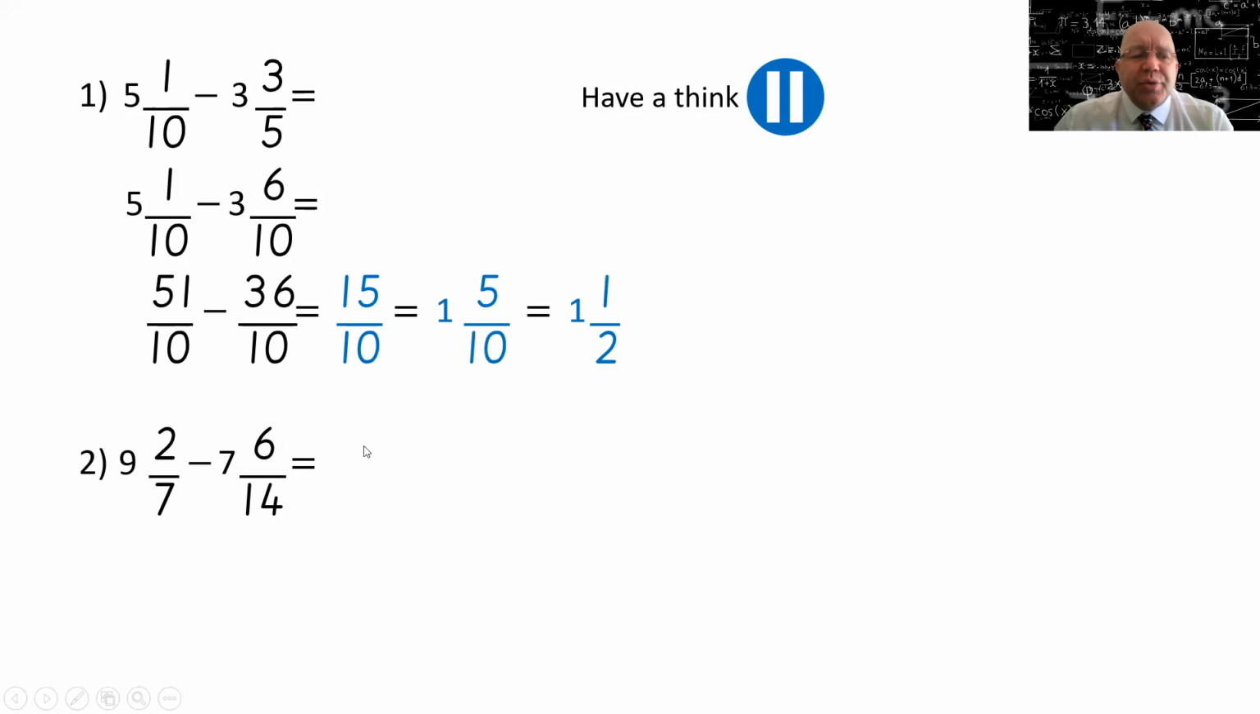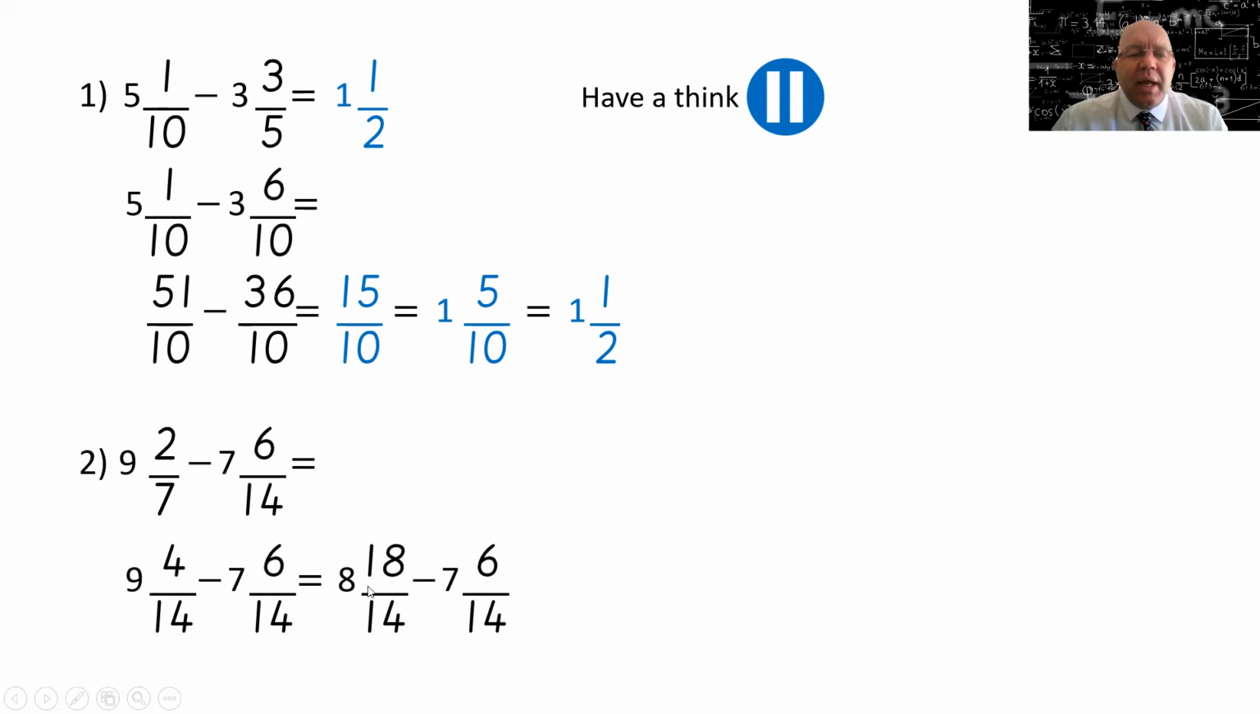Now, what about this one? 9 2/7, take away 7 6/14. Now, for this one, again, let's start with our common denominator of 14. So our 9 2/7 becomes 9 4/14. We've multiplied top and bottom by 2. But this time, rather than create improper fractions, I'm just going to steal one of the whole ones and add it to my fraction. So instead of 9 wholes, I've now got 8 whole ones and I've added 14/14. I've added the whole one to the fraction. So 14/14 plus the 4 that we've already got gives me 8 18/14.